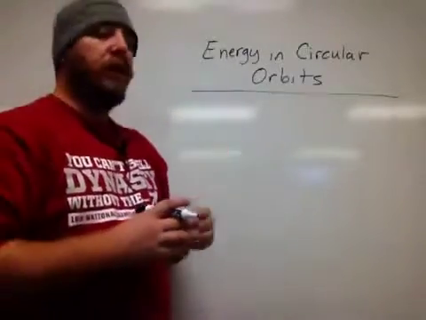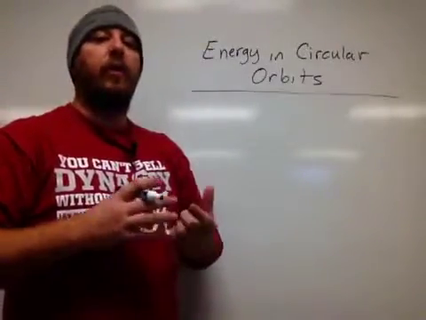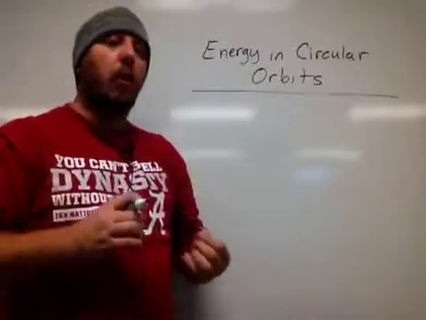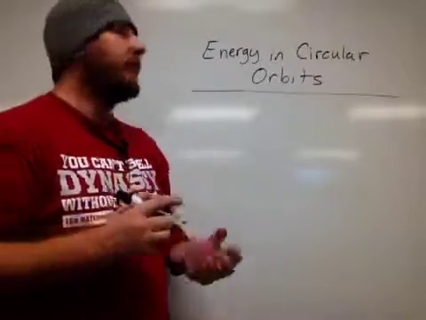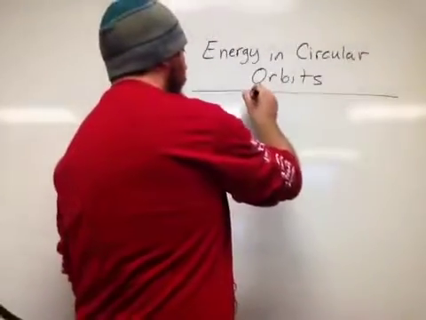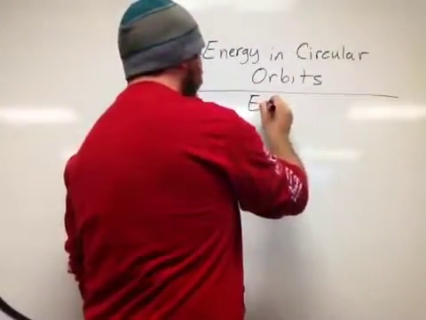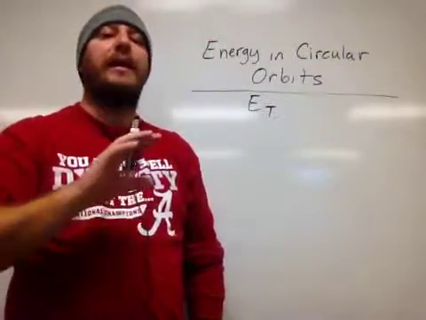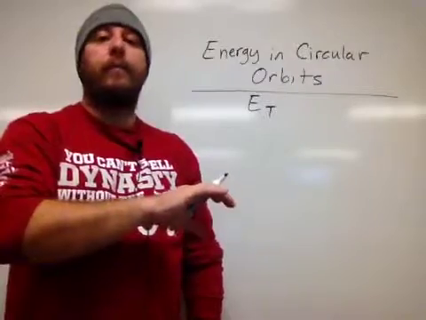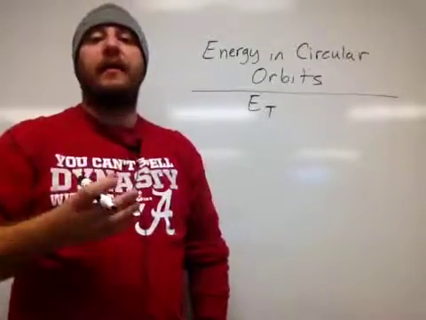So, if we look at the energy in a circular orbit, what we really want to do is calculate the total amount of energy in the orbit, okay? So that's the end goal, to calculate the total amount of energy. So we want to calculate E total, all right? How can I go about calculating E total? Well, I need to get the kinetic energy, and I need to get the potential energy.